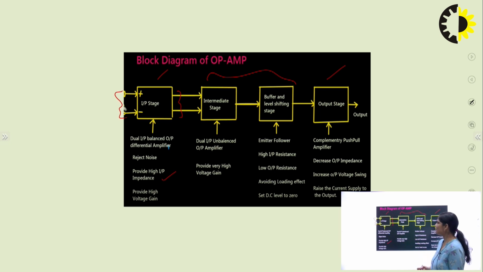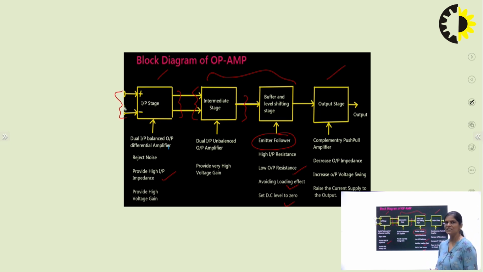Now, the next is the intermediate stage. Here you can see 2 inputs and 1 output. It is a dual input unbalanced output amplifier, and it provides high voltage gain. Now, the third block is the buffer and level shifting stage. It is also known as an emitter follower. Its gain is 1, and it has high input resistance, low output resistance, avoids loading effect, and sets the DC level to 0. So, this is the working of the buffer and level shifter stage.